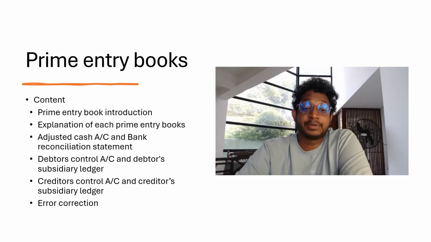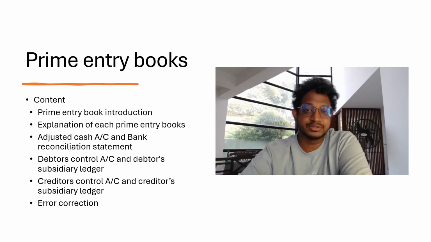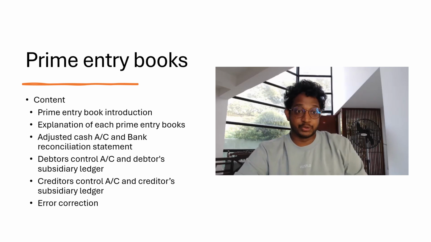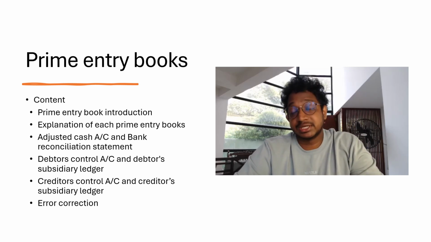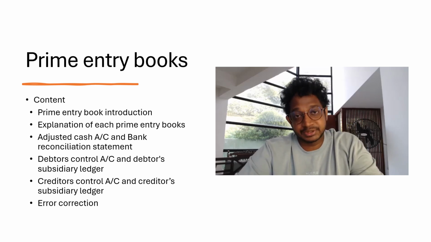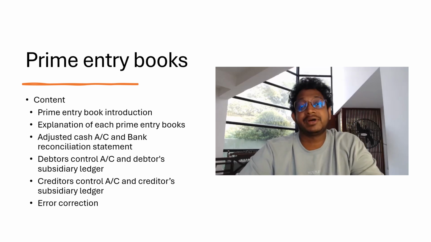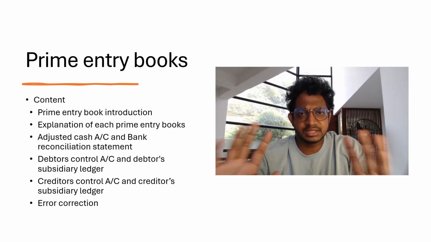Hi, this video is about prime entry books. I'm focusing mainly on A-level accounting students, but O-level students can also use this as their tutorial. Here we are discussing an introduction to prime entry books and an explanation of each prime entry book, the adjusted cash account and reconciliation statement, control accounts and subsidiaries both in debtors and creditors, and finally error corrections. This is a basic theory video, okay?